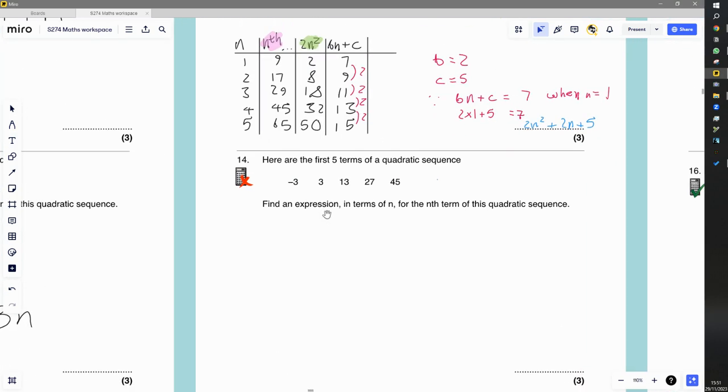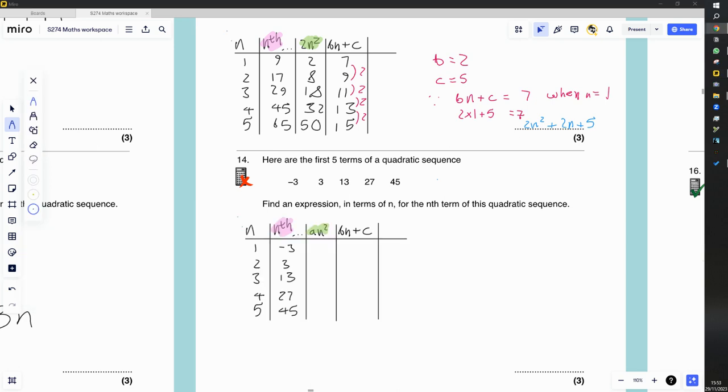We'll have a go at this one, and I want you to pause the video and have a go at it, and then I'm going to start by filling out the table. Okay, so far I've got that much, and I haven't actually worked out the second difference, so if you haven't done that, have a go at that. Okay, so the second difference, you can see this is the first difference, and these go up in fours. So the second difference is 4. So therefore A is equal to 2.